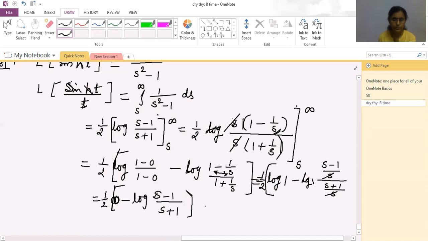And now again by using the rules of log, this minus we can write in the index and then write the reciprocal of the term. So it is 1 by 2 times log of (s plus 1) upon (s minus 1). So this is the Laplace transform of this given function.